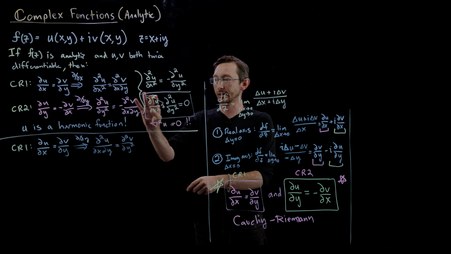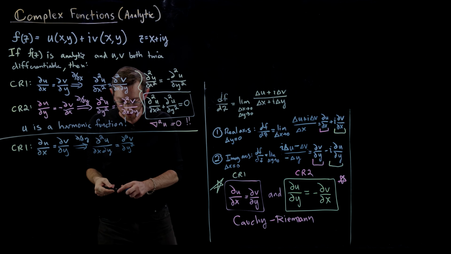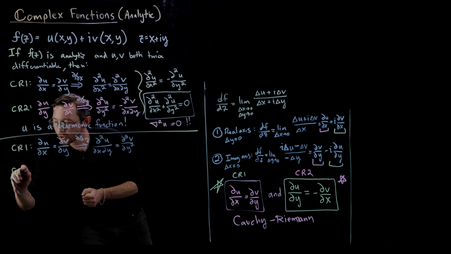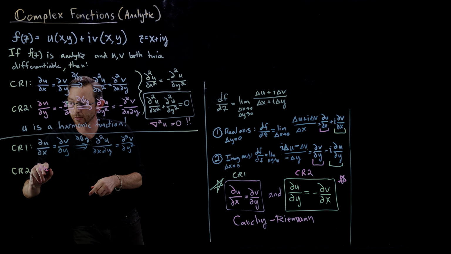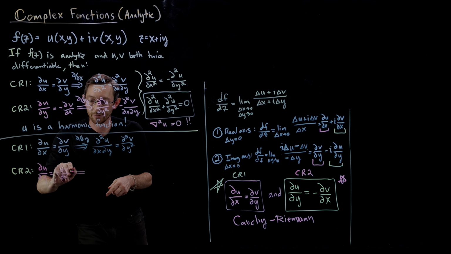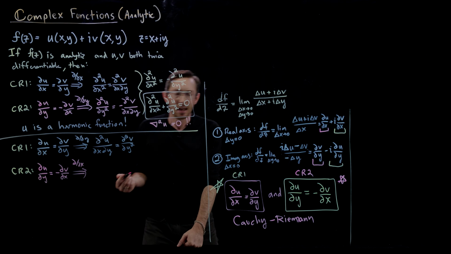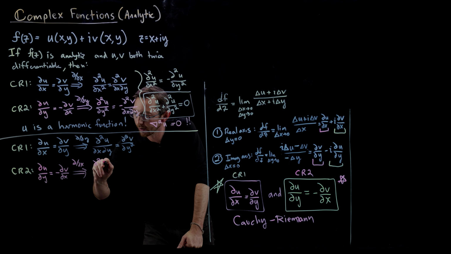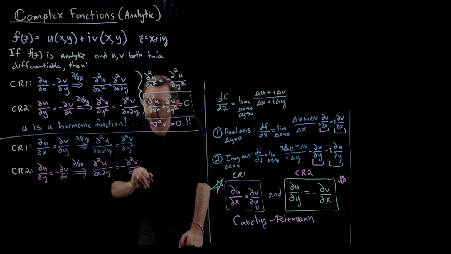Now I want an expression that's in terms of the second partial derivatives of v, the imaginary part. So I got that here. And Cauchy-Riemann 2, I'll make this in pink. So Cauchy-Riemann 2 is going to be partial u partial y equals minus partial v partial x. And similarly, instead of taking the y derivative, now I'm going to take partial x. And I'm going to get partial squared u partial x partial y equals minus partial squared v partial x squared.